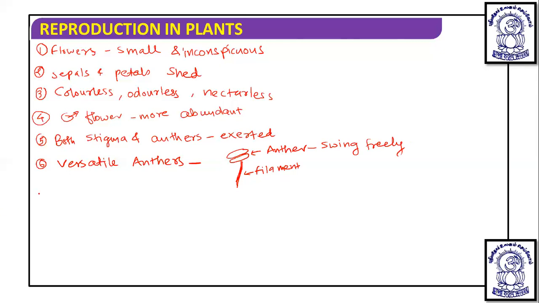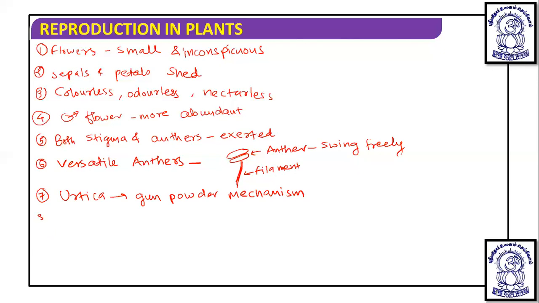Next to that, there are some examples like Urtica, one plant. In this you will find the anthers burst suddenly and release or throw the pollen grains, and this mechanism is known as gunpowder mechanism. So that you should remember.